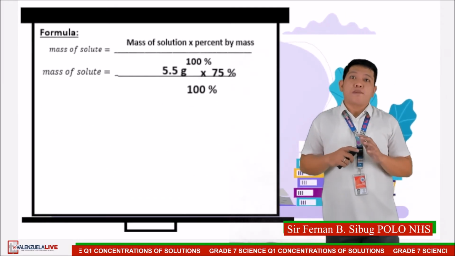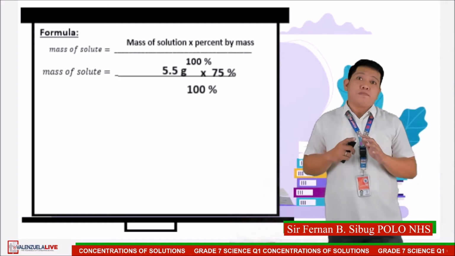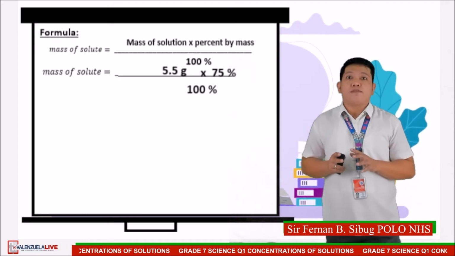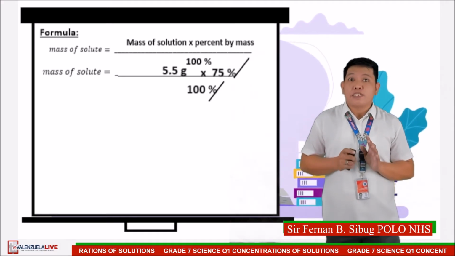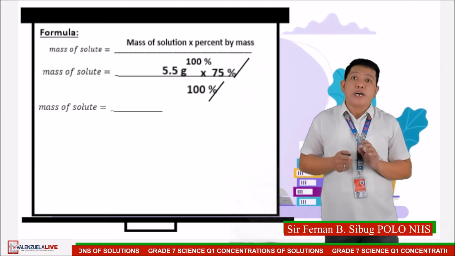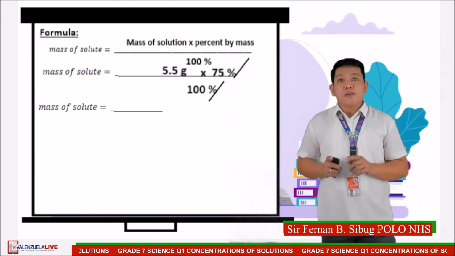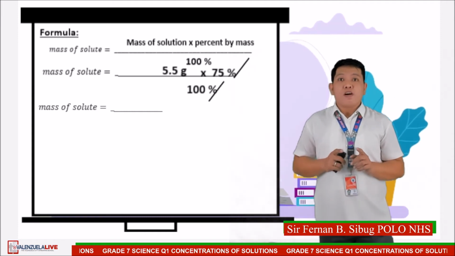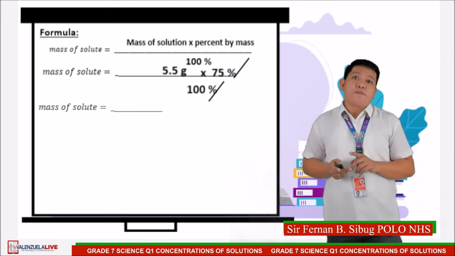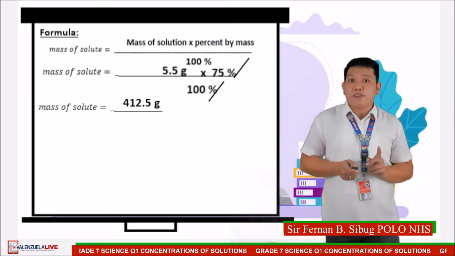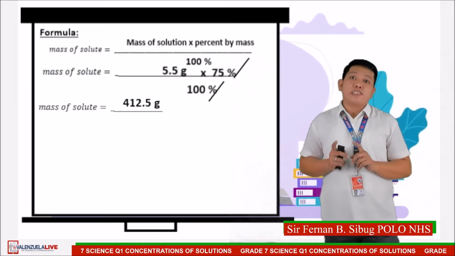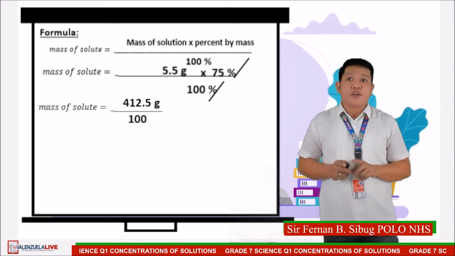So you will notice from our equation that there is the same sign, which is the percent sign. So we need to cancel it. So we have mass of solute is equal to 5.5 grams multiplied by 75 all over 100. 5.5 grams multiplied by 75, we will have 412.5 grams over 100.